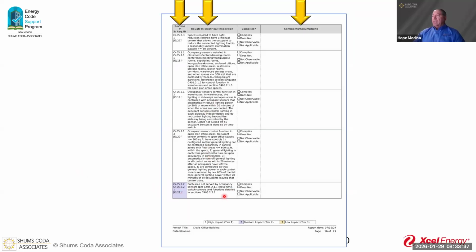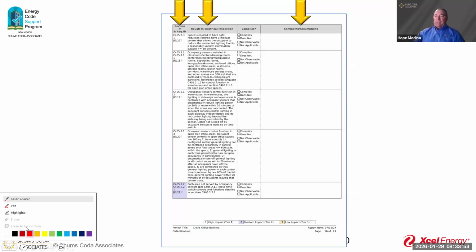Down here, we can see that each area not served by occupancy sensors per C405.2.1.1 has time switch controls. So that's another one where we can see that we have two different types of controls, and we verify that they're in the right rooms per the plans.